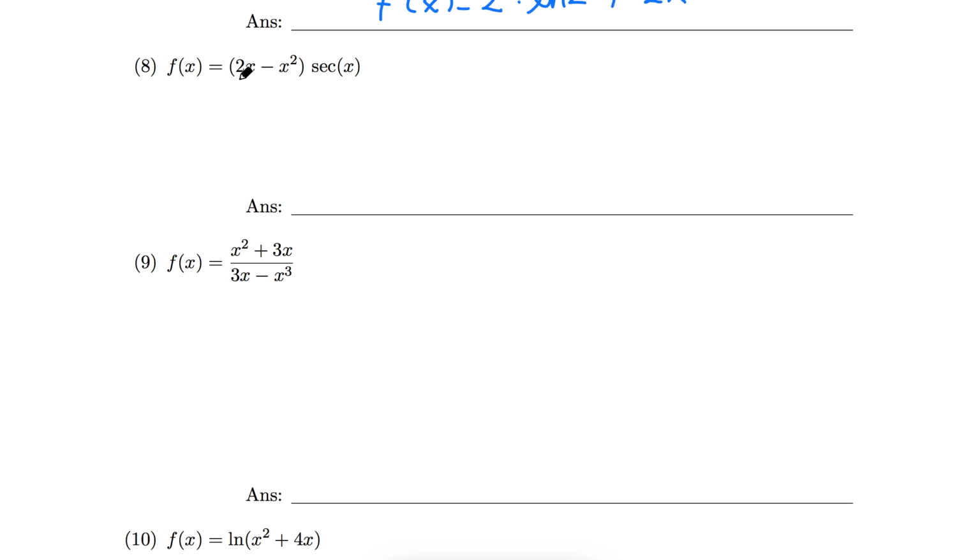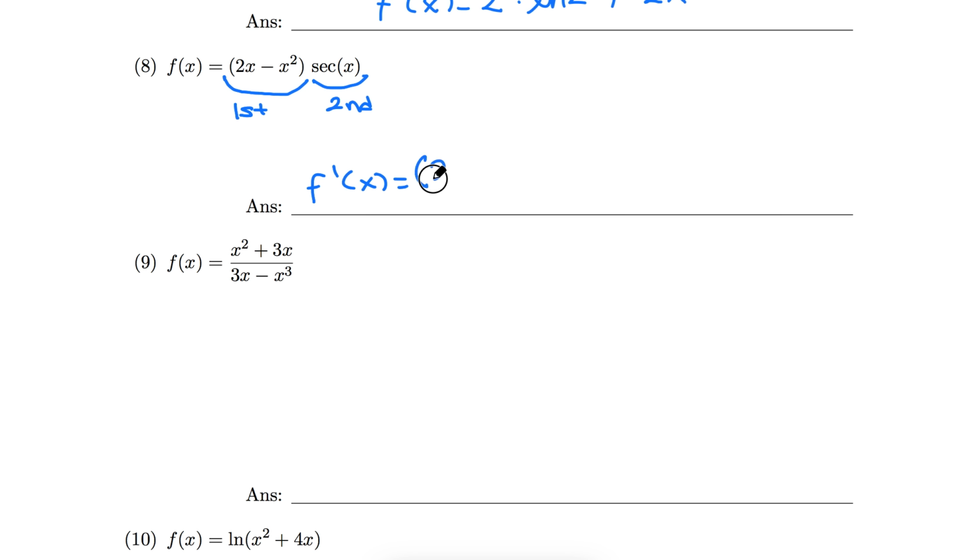In number 8, the function is given as a product of two functions, a polynomial and a trigonometric. So we are going to use the product rule. So f prime of x equals the derivative of the first function.